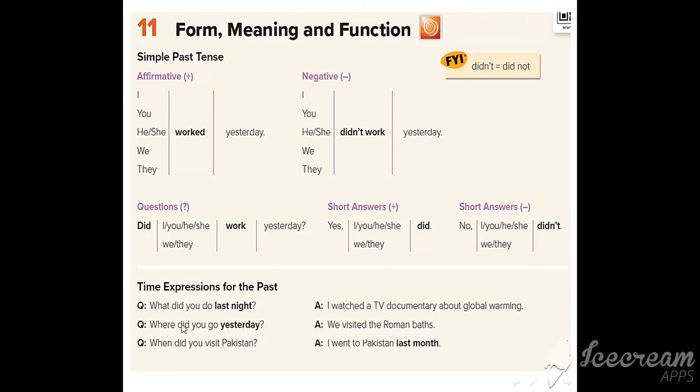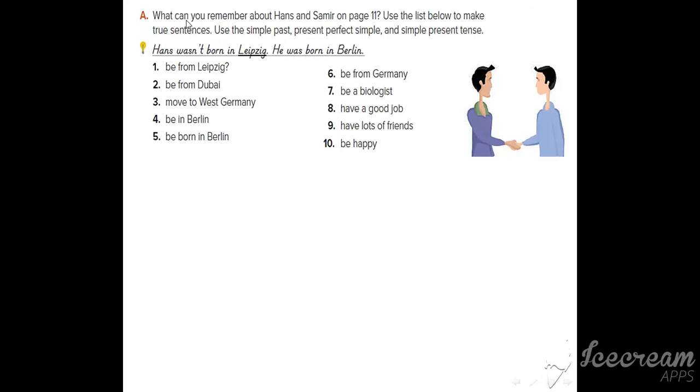Right? Okay. Time expressions for the past. هناك أيضا بعض التعبيرات الزمنية. What are these expressions? First one, like last night, yesterday, last month, and so on. Right? Okay. You will see the next one here. What can you remember about the last text about Hans and Samir on page 11? If you see page 11 or return it over, you will see the text and remember what's happening in these sentences.